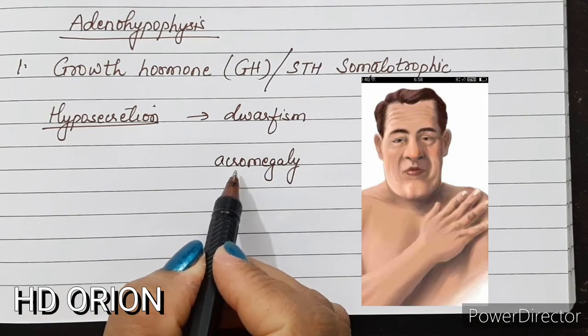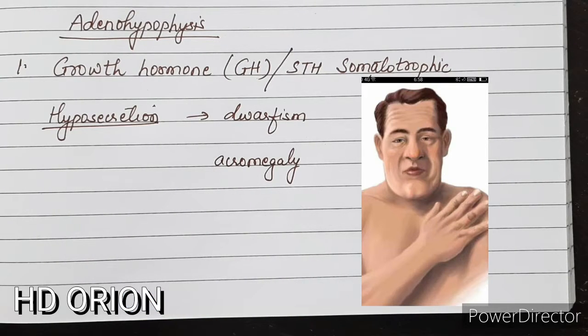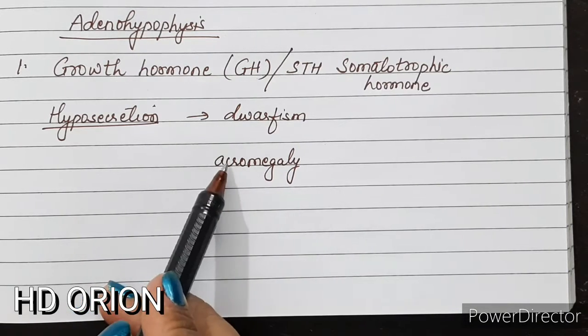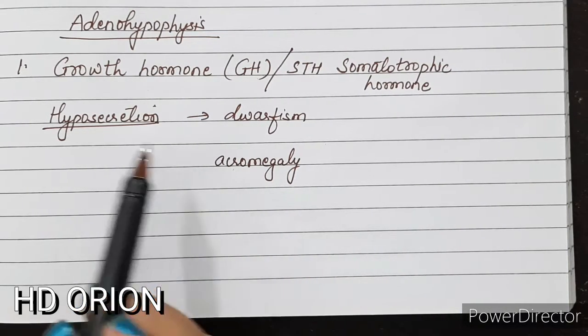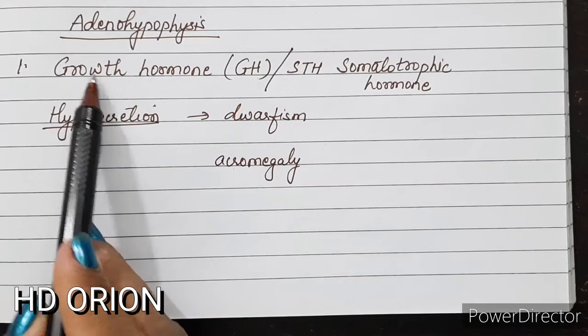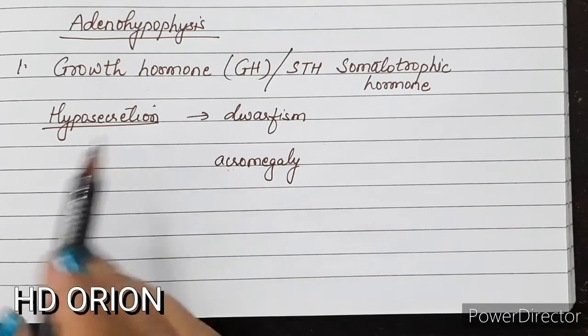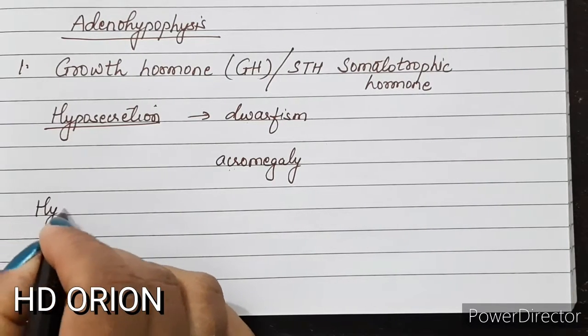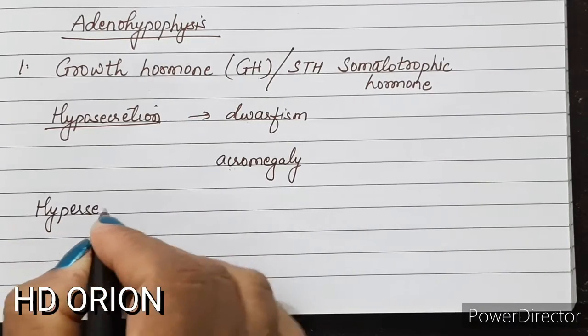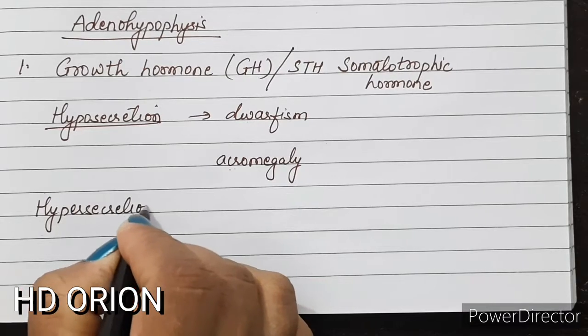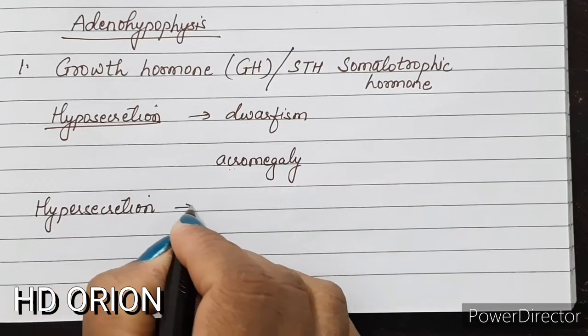The torso is also affected in acromegaly. Patients of acromegaly have a big torso and the hind limbs are small. So these two are the diseases caused by hyposecretion of growth hormone: dwarfism at an early age, acromegaly at a later age. Now hypersecretion. What will happen when the growth hormone is secreted more in amount?